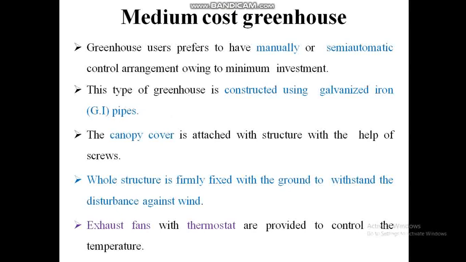Medium cost greenhouse. Greenhouse users prefer to have it manual or semi-automatic. Semi-automatic, right? And construction is by using galvanized iron pipe. Adjusted fans and thermostats are provided to control the temperature.